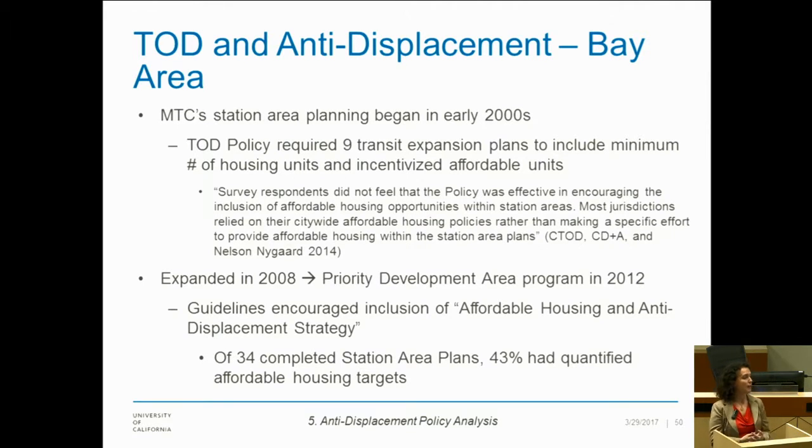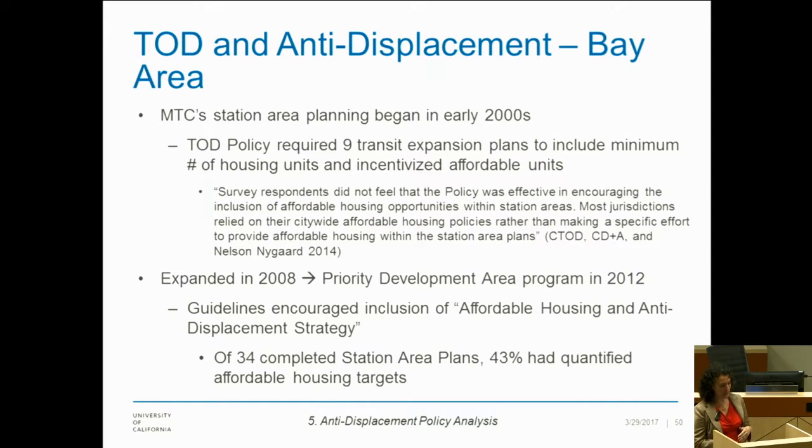So they said you need to talk about housing, you need to plan for housing, and you have an extra incentive to talk about affordable housing and quantify affordable housing goals. And in an evaluation of the effectiveness of that plan, a consulting firm said this was great, but actually most jurisdictions said that those incentives really didn't make a difference. They didn't really affect how they were planning for affordable housing.